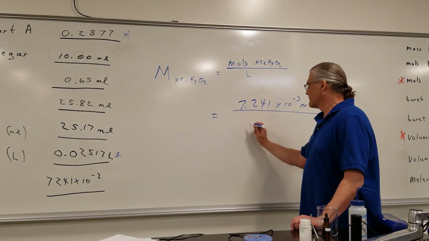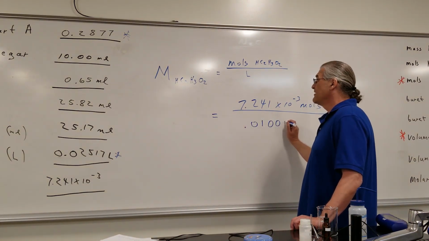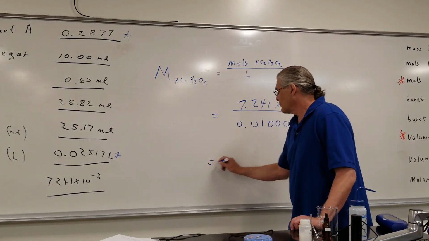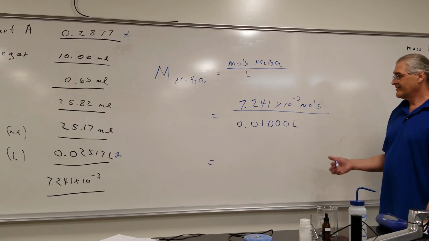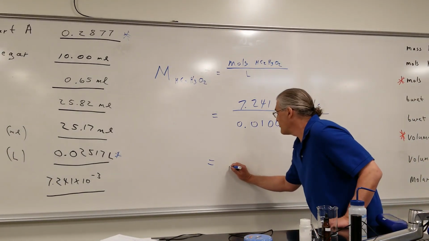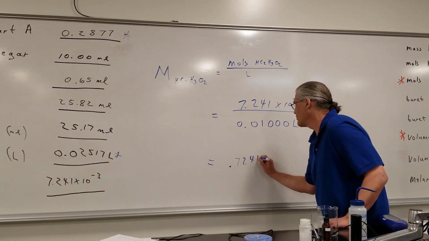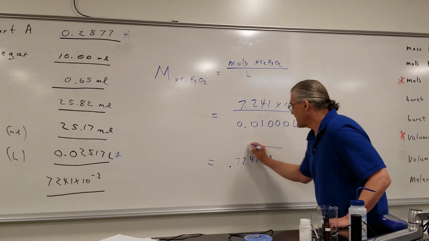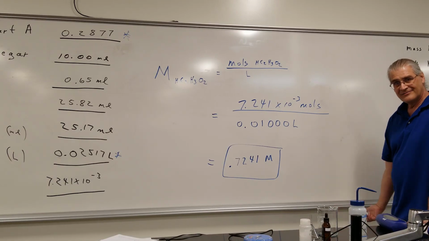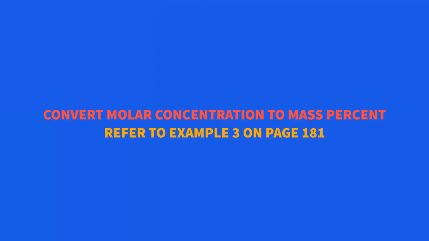10 milliliters is, of course, 0.01000 liters. So the molarity of the acetic acid in that vinegar is going to be this number divided by this, and that's going to give us 0.7241 molar. So that would be the molarity of the acetic acid in the vinegar. And that concludes this part of our discussion.